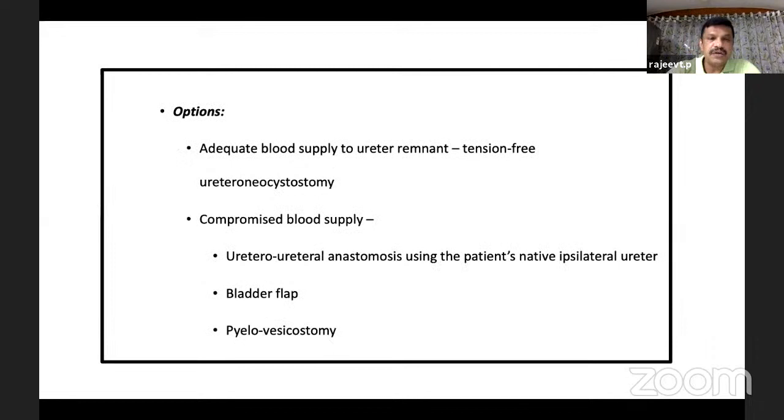Now, the options: adequate blood supply to the ureteral remnant, that is, a tension-free ureteroneocystostomy. So if there is adequate blood supply to whatever ureteral remnant is there, one can go in for a tension-free ureteroneocystostomy. But if you find that there is a compromise in the blood supply to the lower ureter, then ureteroureteral anastomosis can be done using the patient's native ipsilateral ureter. Or if a long length of the ureter is gone, one may have to go for a bladder flap, or sometimes a pyelovesicostomy may be indicated.